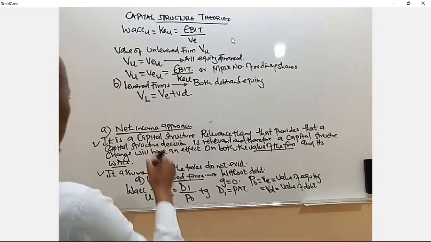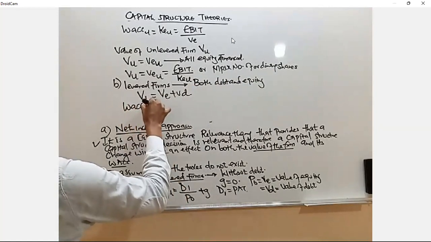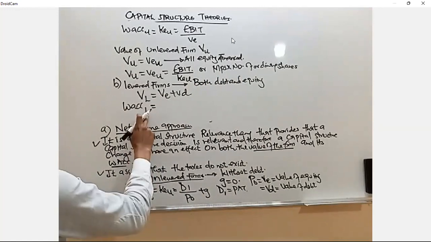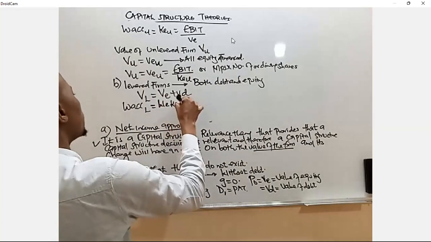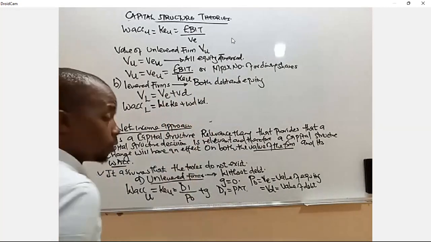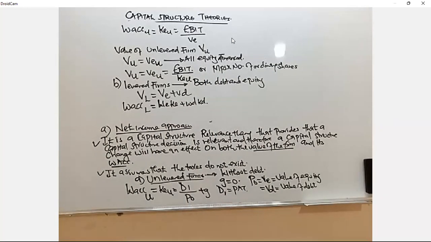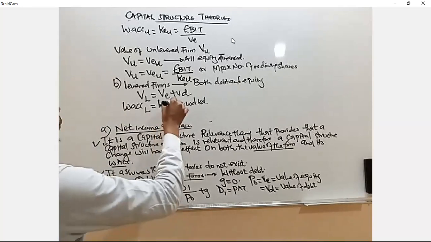So to get the WACC of the levered firm, where L means levered firm, you take the weight of equity times the cost of equity, plus the weight of debt times the cost of debt. Do not change the approach you have been using. That is how we get the WACC of the levered firm. But in most cases, the examiner may not provide these.